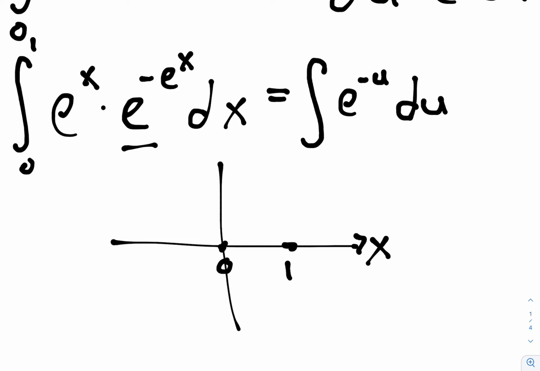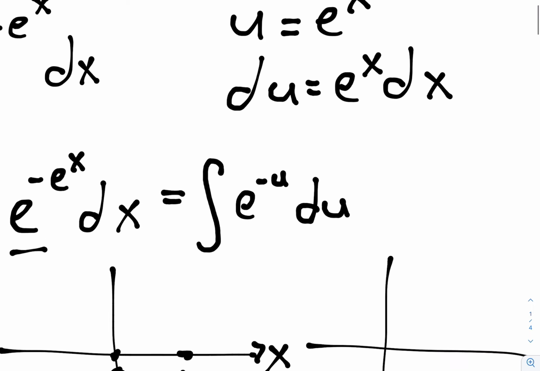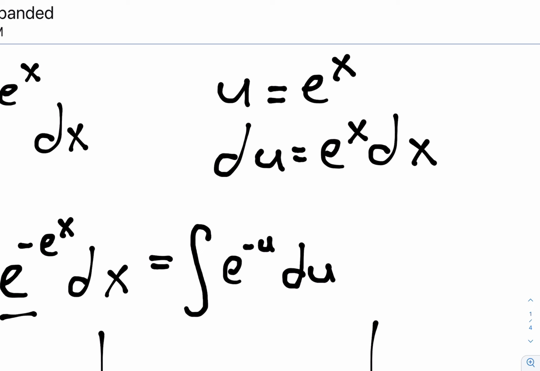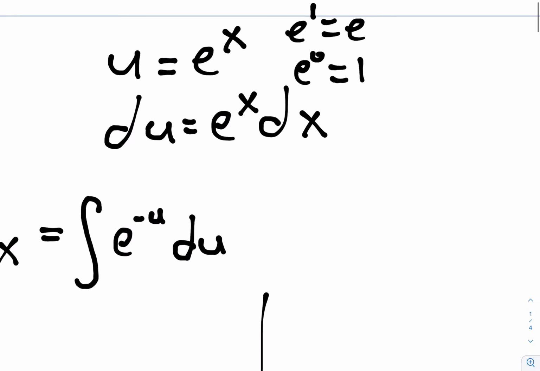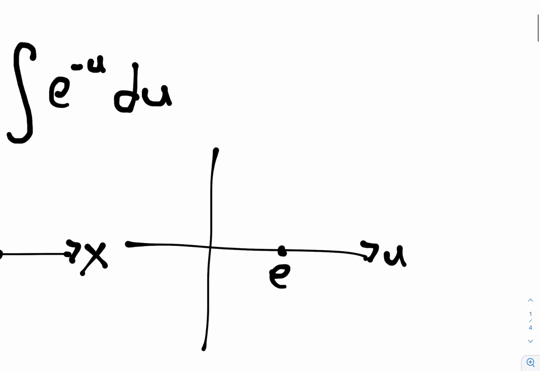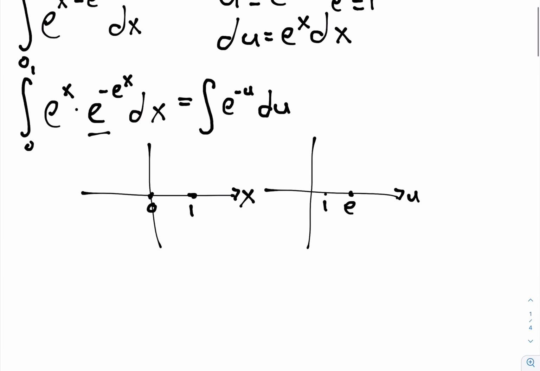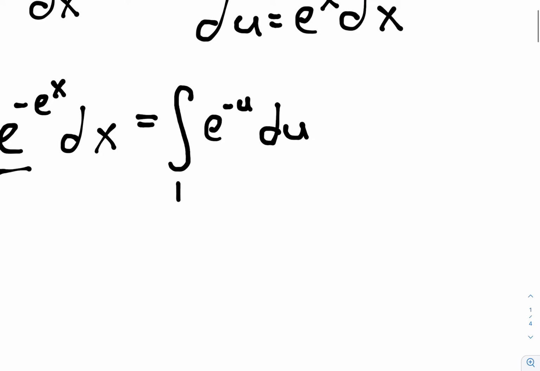Now if we go to a u-plane, now we're in the world of u, we have to plug in 1 and 0. So e to the 1 would be e, so that would be your upper bound. e to the 0 is 1. So now we're in terms of u, we're in the u world. On our axis, it would be e, and it would be 1. So instead of 0 and 1, we have to put e and 1. So 1 is now our lower bound, and e is our upper bound.